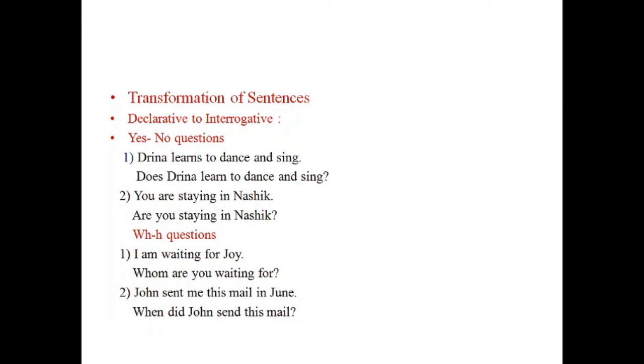John sent me this mail in June has an assertive, declarative function, stating the fact that John has sent me mail in the month of June. This is a fact-based statement, an information giving statement, but when we transform it into an interrogative sentence, it changes its function and makes an inquiry, makes a question, and that question is, when did John send this mail?